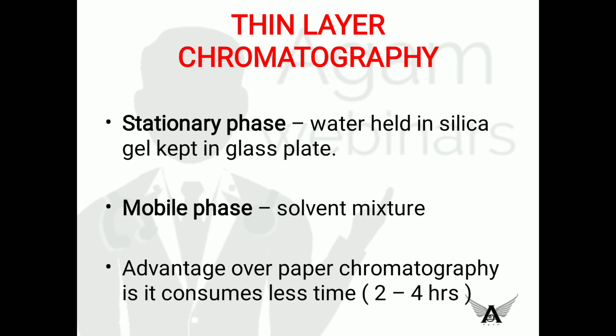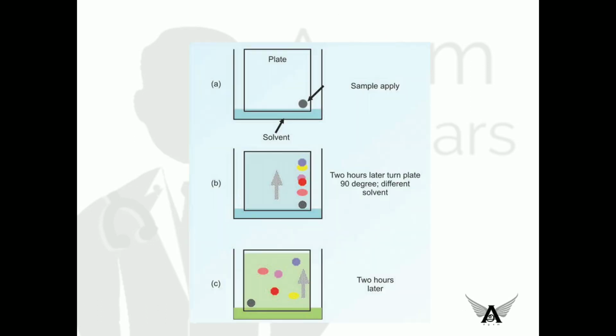Moving on to the next part, thin layer chromatography. Here the stationary phase is water held in silica gel, which is kept on a glass plate. The mobile phase is a solvent mixture. The principle is similar to paper chromatography, but the advantage is that it consumes very little time. See, this is the picture. Similar to paper chromatography, we are applying the solution mixture which has to be separated here. The particles move up and get separated, but very little time is taken. Okay, same principle as paper chromatography.